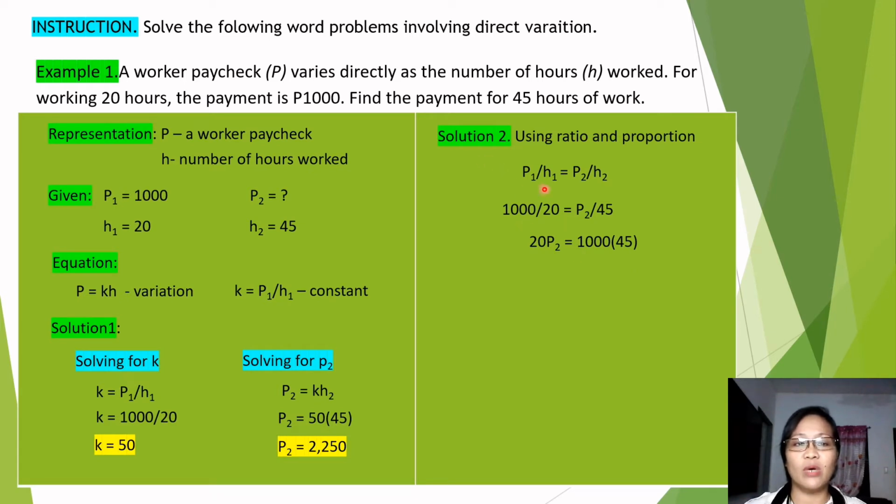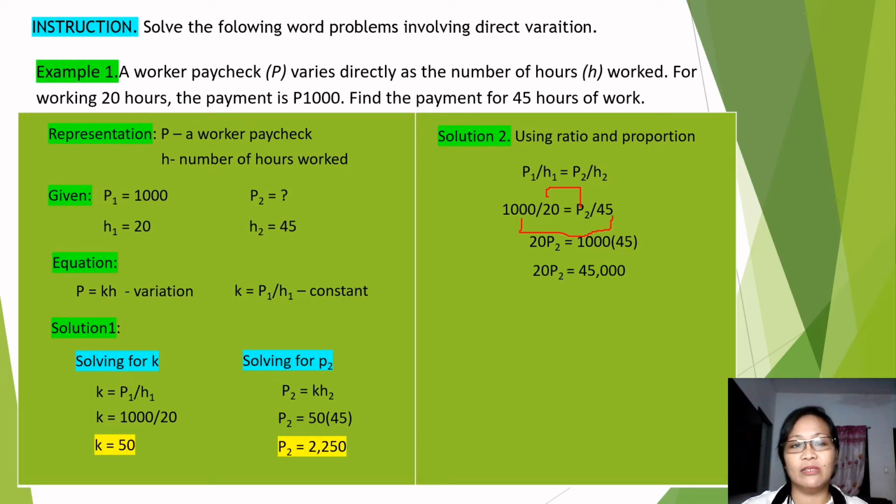Next, we're going to use ratio and proportion. So P1 over H1 is equal to P2 over H sub 2. Then substitute the given. For P1, we have 1,000, over H sub 1, 20, is equal to P sub 2, which is the unknown, all over H sub 2, which is 45. After that, we need to get their cross product. So 20 times P sub 2, we have 20 P sub 2, and 1,000 times 45.